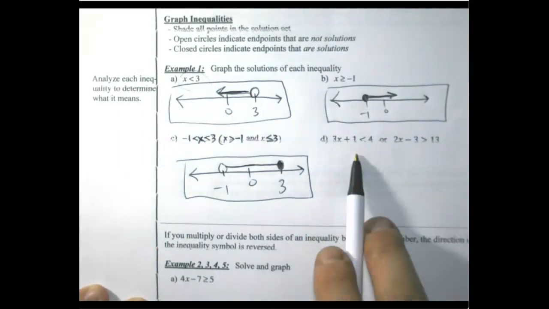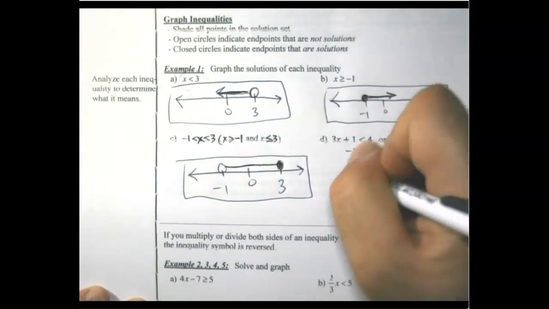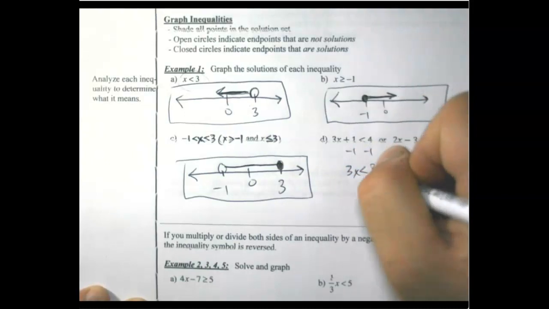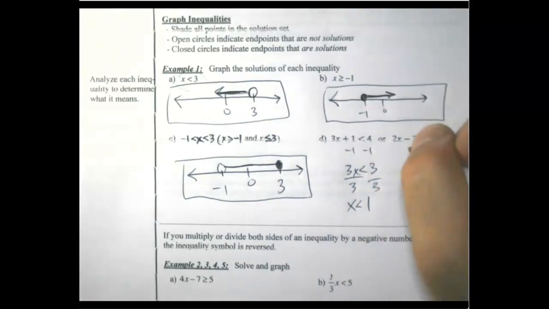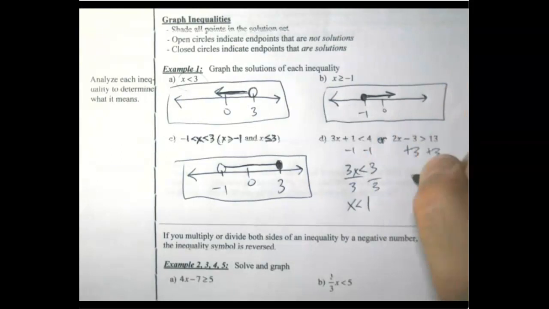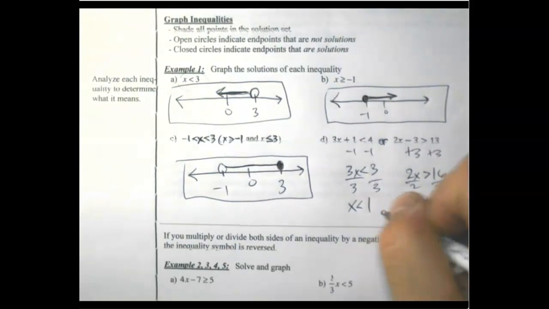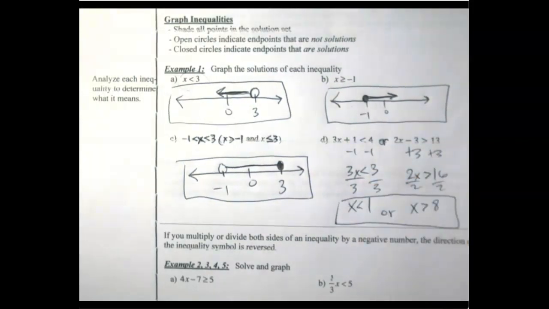This is two separate inequalities that I have to solve first. So let me do that. I'm going to subtract 1 from both sides. 4 minus 1 is 3, and pretty much solving these is the same skill set as solving equations. So I get x is less than 1 on this one, and add 3 to the other one. This is a compound inequality using the word or. So I get 2x is greater than 16, divide by 2, and I get x is greater than 8. It started out with the word or, so we should keep the word or. Graphing this, it's either x is less than 1 or x is greater than 8.